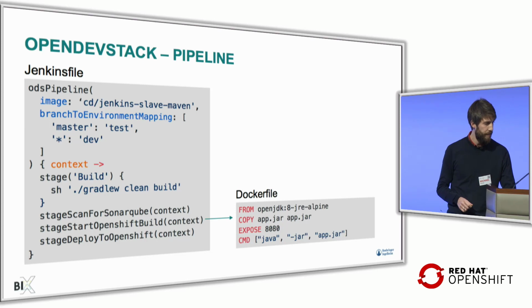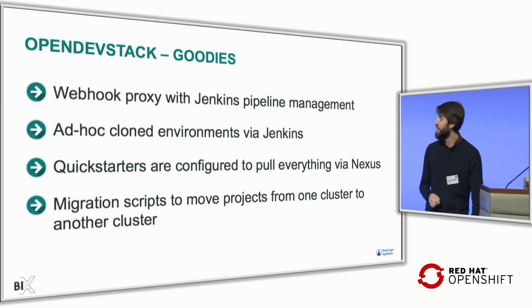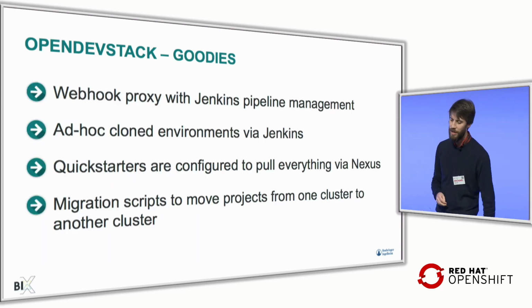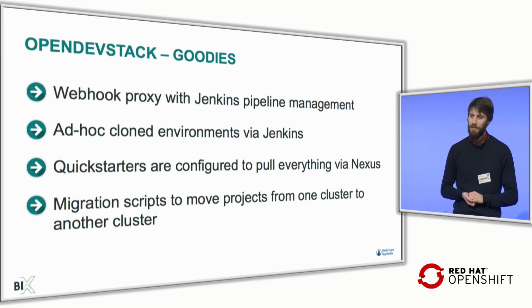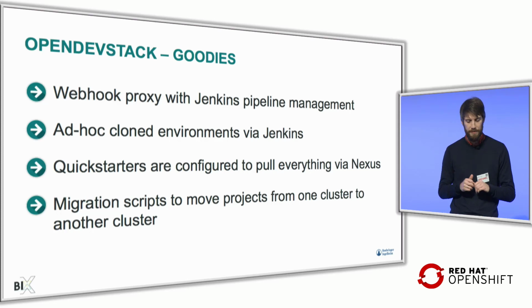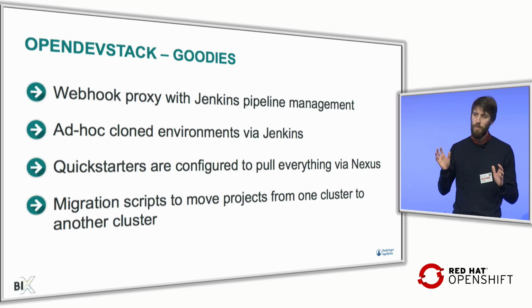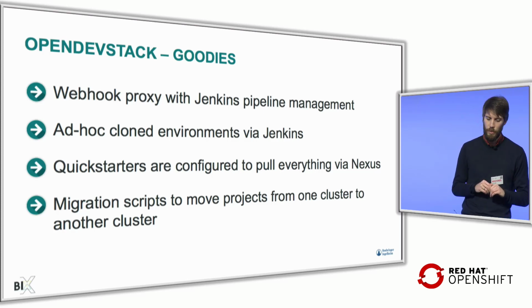Now, there are a few nice things in OpenDevStack which are not part of a default setup. One thing, for example, is what we call the webhook proxy. OpenShift has an integration with Jenkins, so you can create a pipeline in OpenShift that will be mirrored in Jenkins. But it is a bit tricky to have basically one pipeline per branch, which is what we wanted.